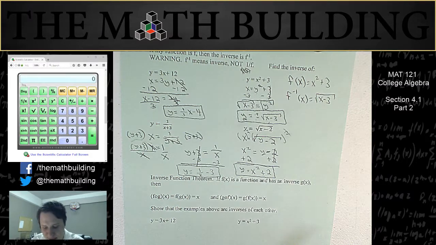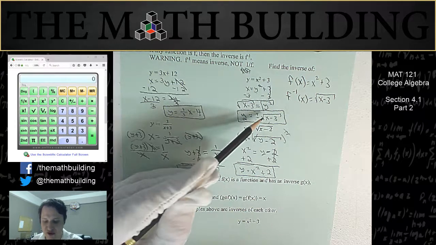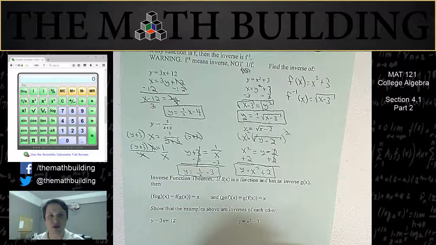So I hope all of this makes sense. You notice again that a square became a square root, and a square root became a square. And there's something really special about functions and inverses, which we will see in the next part, and I will see you there right now.